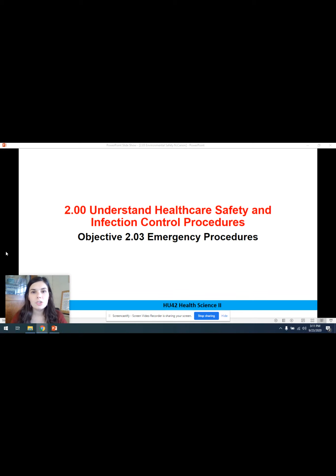We've started touching on environmental safety last week, and we're going to continue on with that, talking about different symbols that you're going to see around healthcare facilities that let you know what is safe, what is not. And we're going to talk about those safety data sheets that I mentioned last week in some further detail.